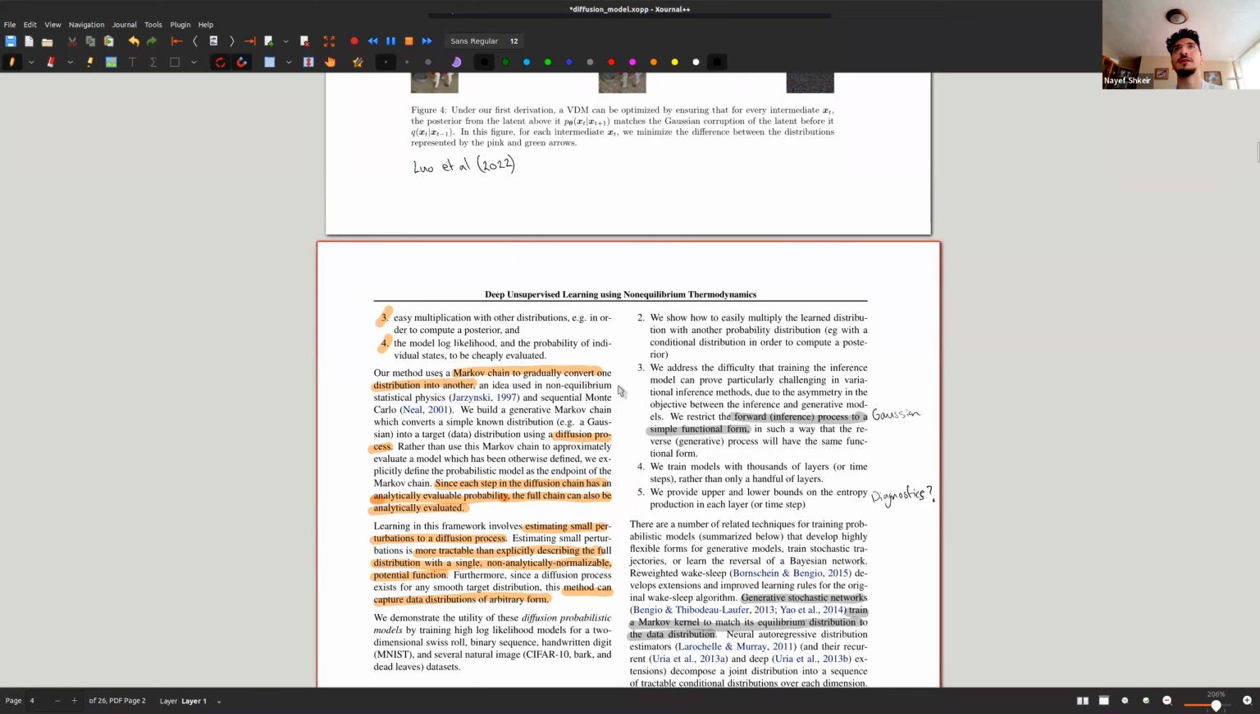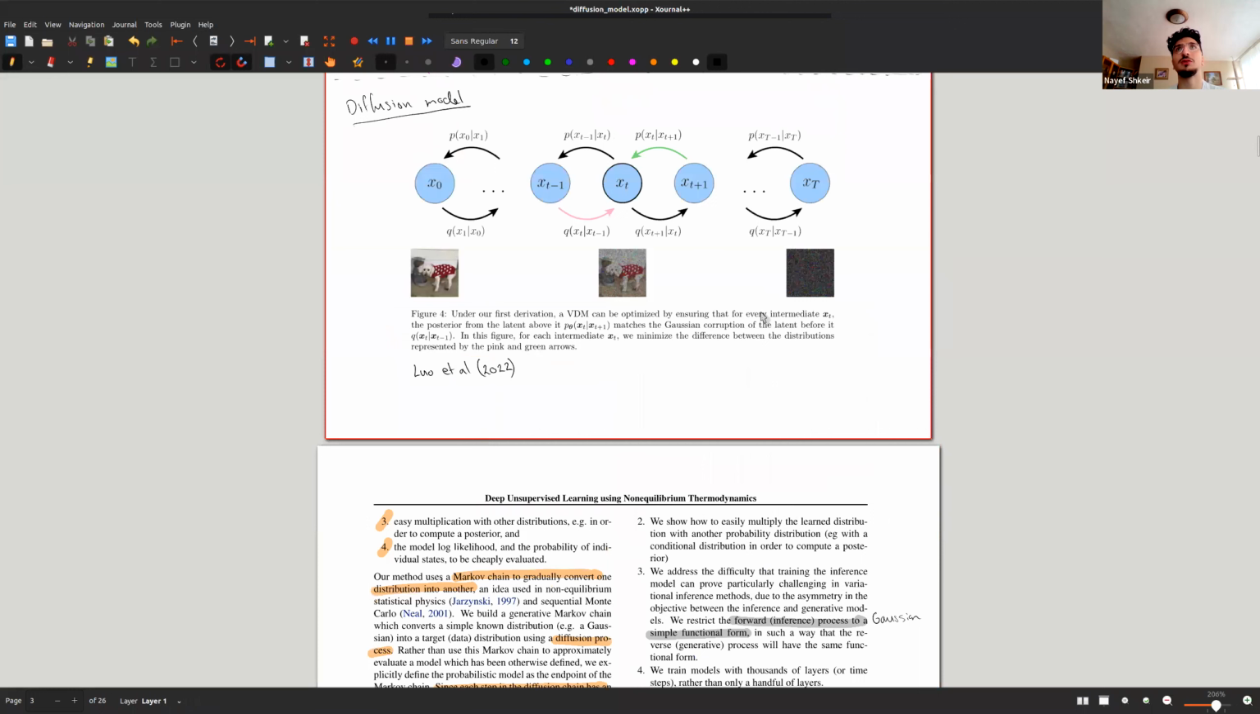So that's sort of the main idea that they use from non-equilibrium thermodynamics. And so they build a generative Markov chain, which converts a simple known distribution into a target data distribution. So you could take your image and convert it into a Gaussian. Yeah, Gaussian.